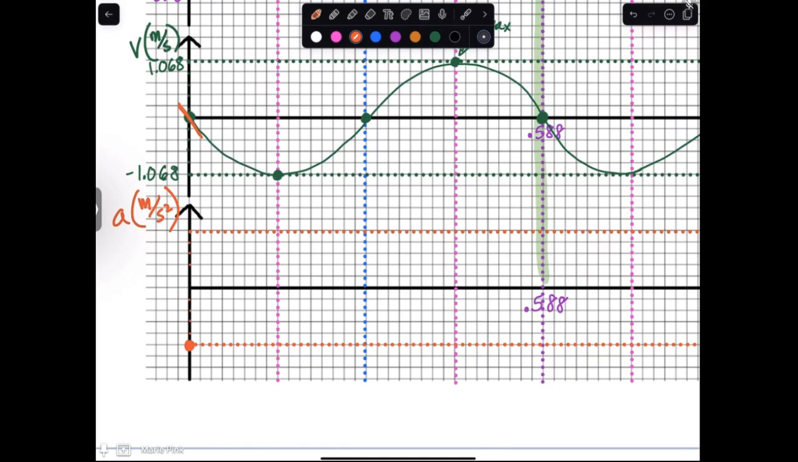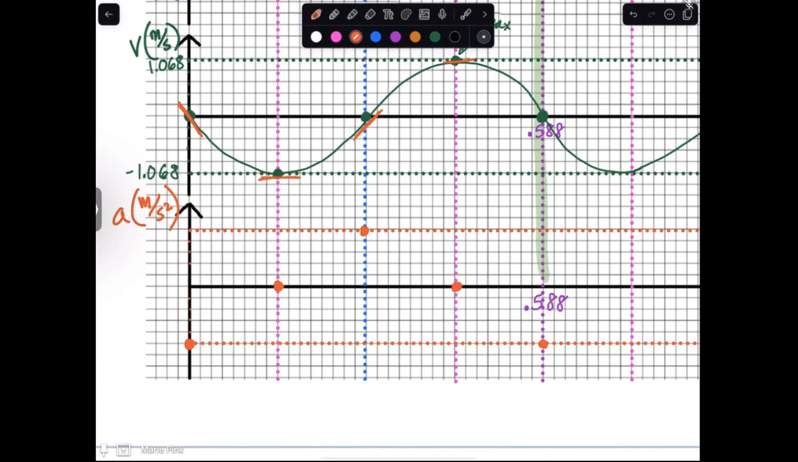When it's stretched to its maximum position, that's where the force is going to be the biggest, because force is equal to kx. And when you have a bigger force, you have a bigger acceleration. So that's where my acceleration is going to be its biggest negative. Then here I have a slope of 0, so that's where my acceleration is 0. Positive slope here, positive acceleration. 0 slope, 0 acceleration. And we'll just keep repeating that pattern.